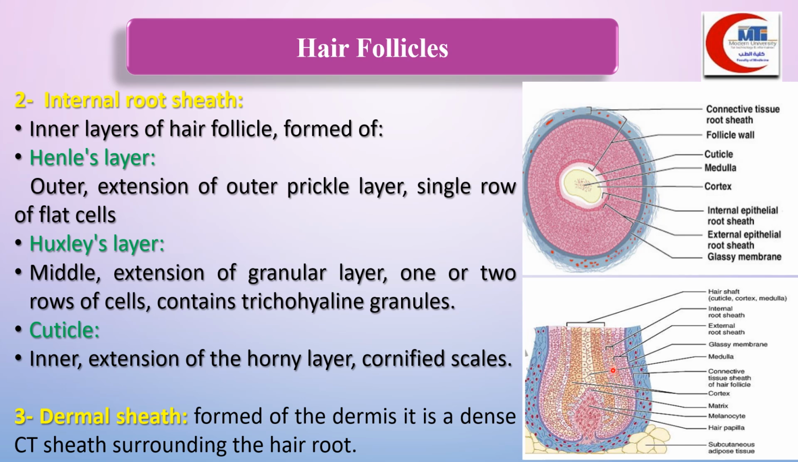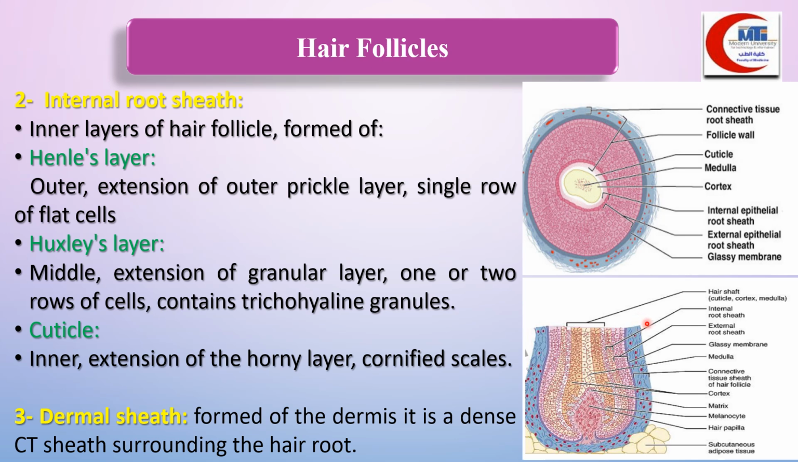The next layer is Huxley's layer. It is the middle layer of the internal root sheath, and it is an extension of the granular layer formed of one or two rows of cells and contains trichohyalin granules. The inner layer of the internal root sheath is continuous with the cuticle of the hair. It is also the cuticle of the internal root sheath. It is an extension of the horny layer and formed of cornified scales.